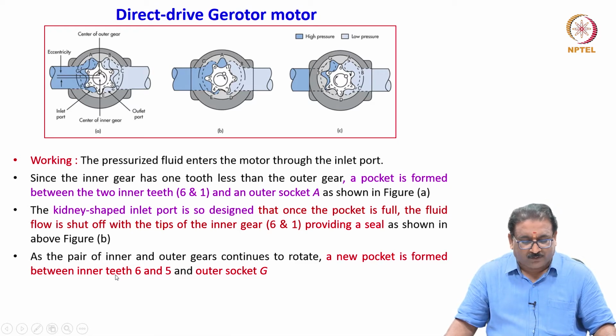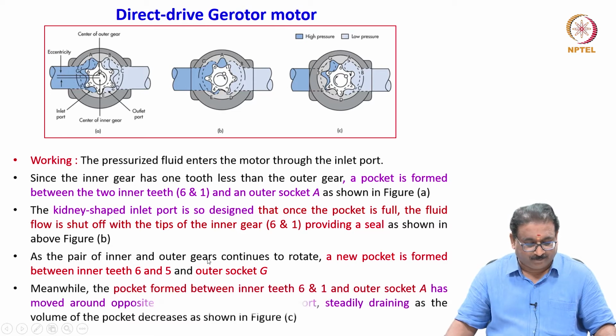A new pocket is formed between the inner teeth 6 and 5. Now you will see the 6 and 5 and the outer socket. You will see the new pocket is formed. Then it will rotate to the next.